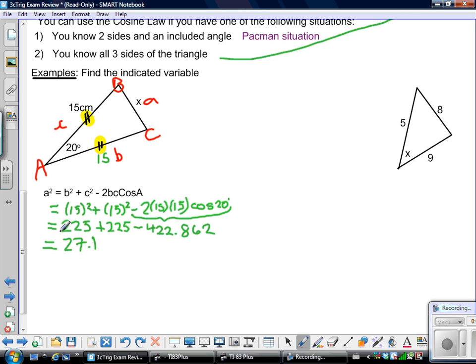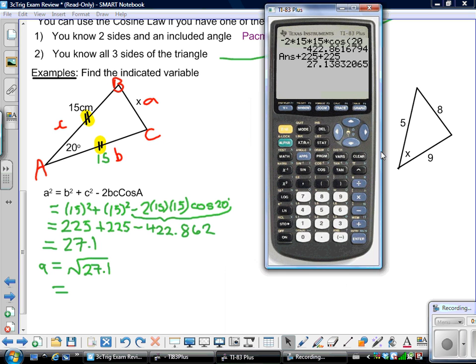Now, if I look at this, that's telling me that this is 27.1. That doesn't seem very realistic to me. And guess what? It's not, because that is a squared. So in order to find a, I have to take the square root of my 27.1. So don't forget that. Otherwise, your answer is going to be way too large. And so let's do that. So I'm going to do the square root of 27.1. And again, I only kept one decimal place, so I'm not as accurate. So 5.2 is my answer.